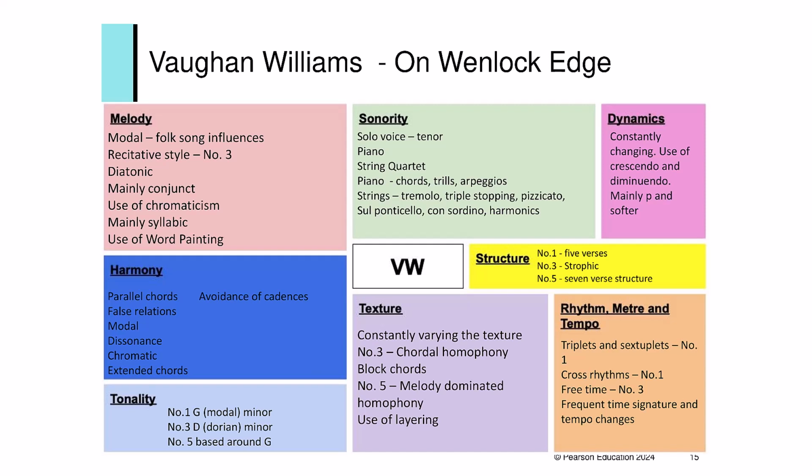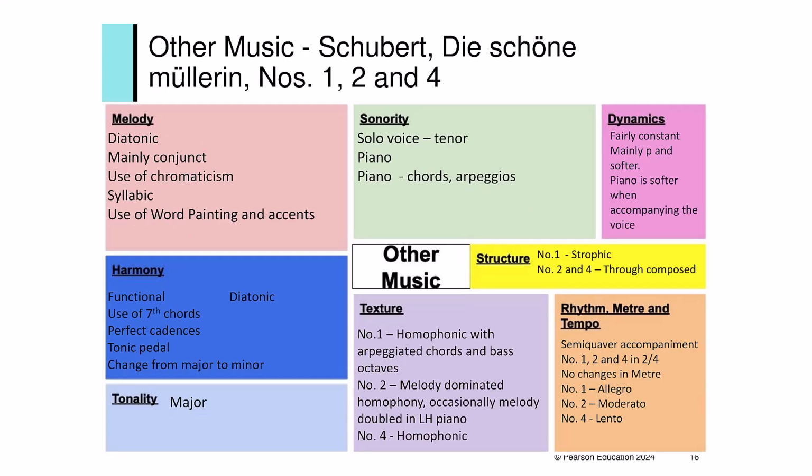Here is an outline of key musical features for our second set work of Vaughan Williams, On Wenlock Edge. This can provide the basis of a discussion to really confirm students' understanding of the set work and other music. Here is an example completed for other music relating to On Wenlock Edge.